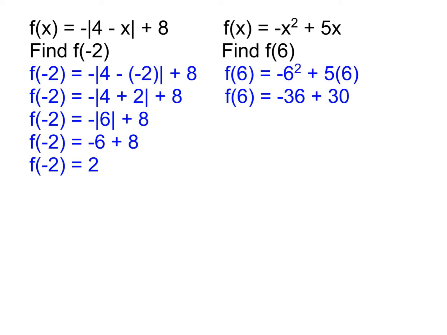6 squared, that gives me 36. So it's a negative 36. And then negative 36 plus 30, again, you can think about that number line. We're starting way down at negative 36, and we're going up 30. Is that enough to cross 0? No, so we're still in the negatives. Negative 6 to be precise.